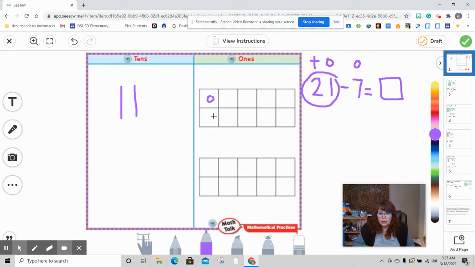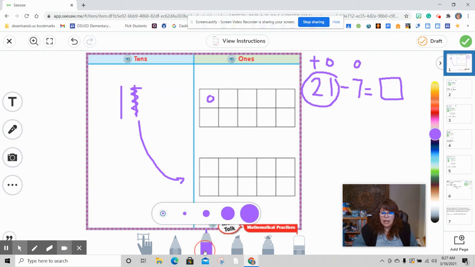So that means that I don't have enough ones to take away. But I can go to the tens place and exchange that 1 ten and regroup and move it into the ones place. But to do that, since this is 1 ten, I have to put exactly 10 ones. So that's 1, 2, 3, 4, 5, 6, 7, 8, 9, and 10.